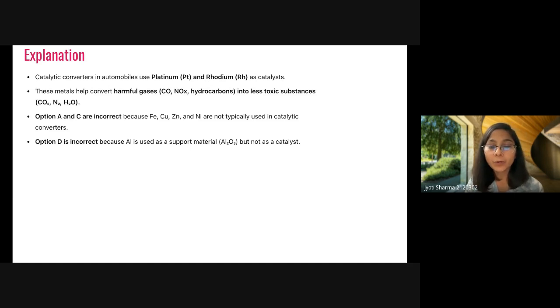The catalytic converter in an automobile uses platinum and rhodium as catalyst. These metals help convert harmful gases such as carbon monoxide, NOx, and hydrocarbons into less toxic substances such as CO2, N2, and H2O. And that's why platinum and rhodium is the right answer, right?